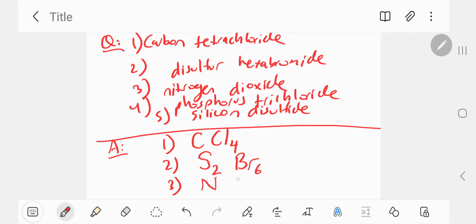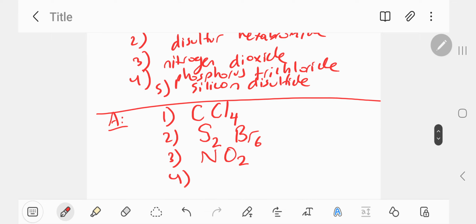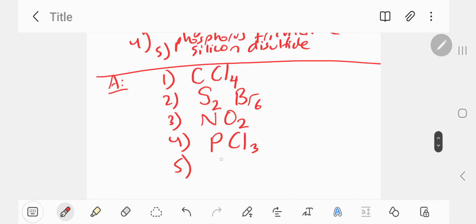Number 3, nitrogen dioxide. Nitrogen is N. Dioxide. Oxide is oxygen, O. Di is 2. Number 4, phosphorus trichloride. P for phosphorus. Chloride is chlorine, Cl. Tri is 3. And lucky last, silicon disulfide. Silicon is Si. Sulfide is sulfur, which is S. And di is 2. So hopefully you got these right.